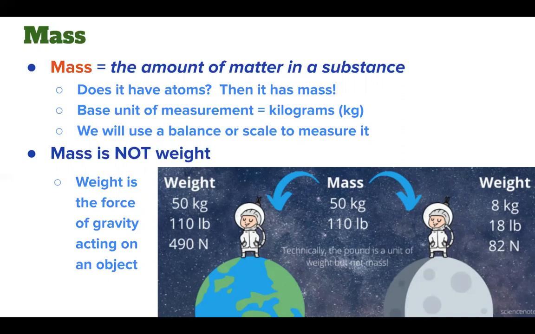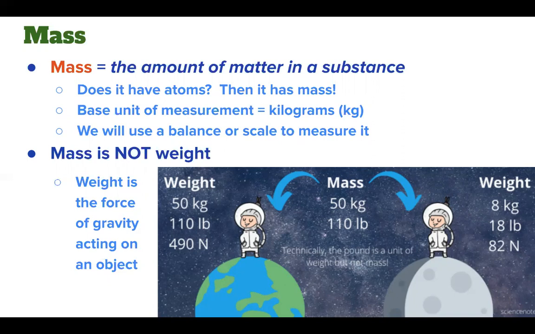Weight is the force of gravity acting on an object. So if you look at that picture, your weight is going to be different if you were on the moon compared to if you were on Earth. The moon has less mass, therefore it has less gravity. So when you go to the moon, it's going to be like you have less weight because it's not pulling on you quite as hard as the Earth is pulling on you.